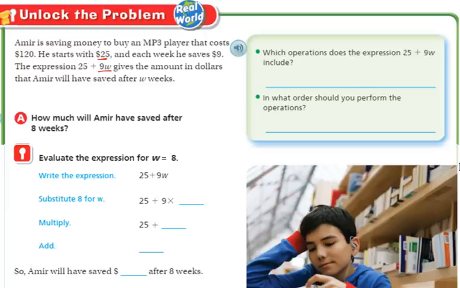Which operations does the expression 25 plus 9W include? Well, I noticed that this includes addition and multiplication. In what order should you perform the operations? Well, we're always going to multiply, then add, based on PEMDAS.